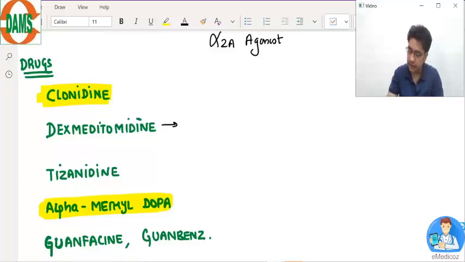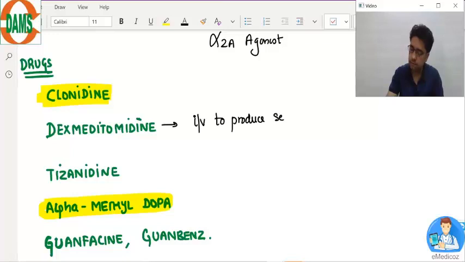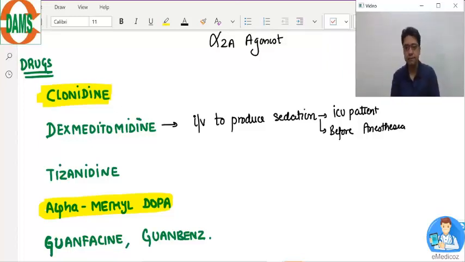It is given intravenously to produce sedation. In which patient will you write? An ICU patient and before anesthesia as a pre-anesthetic drug. Okay.